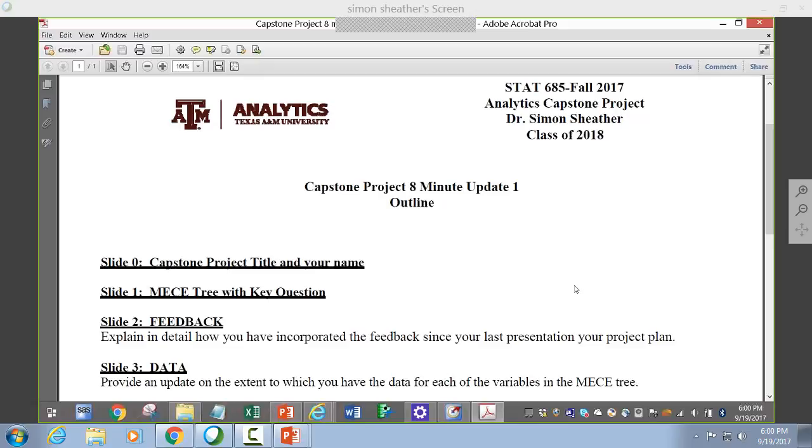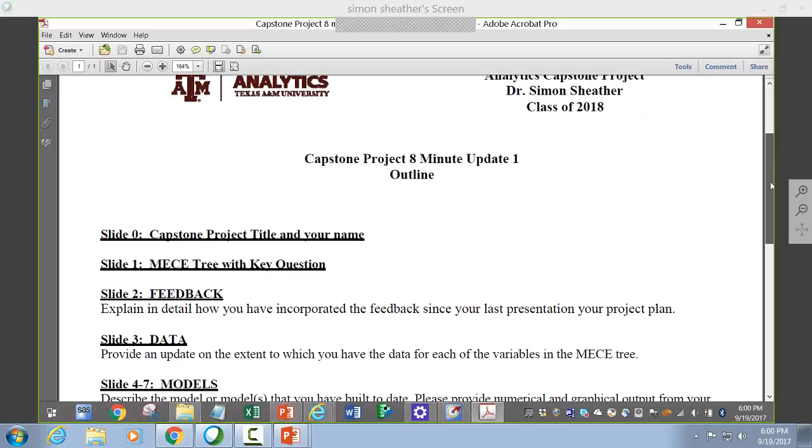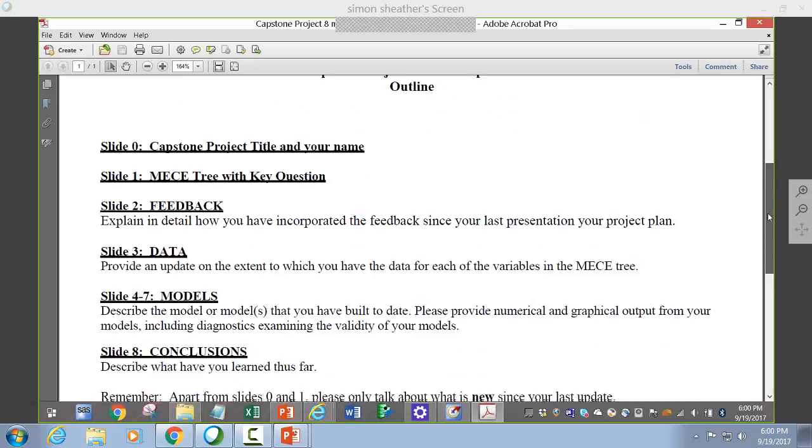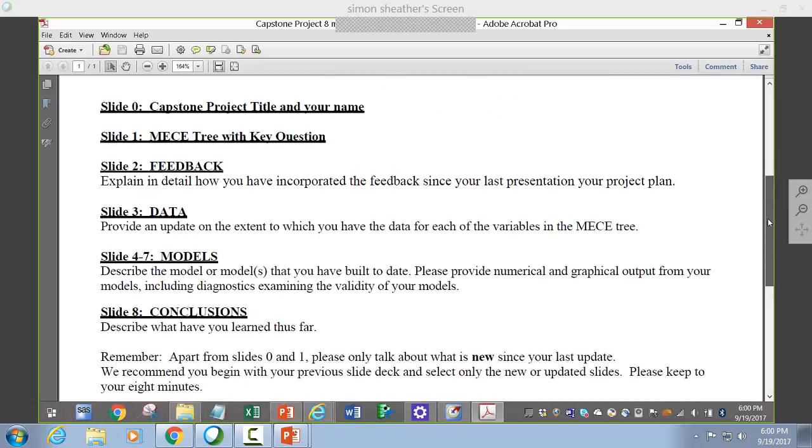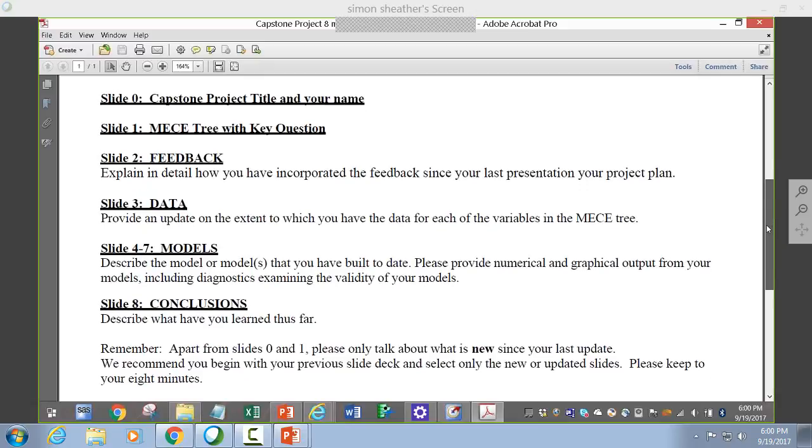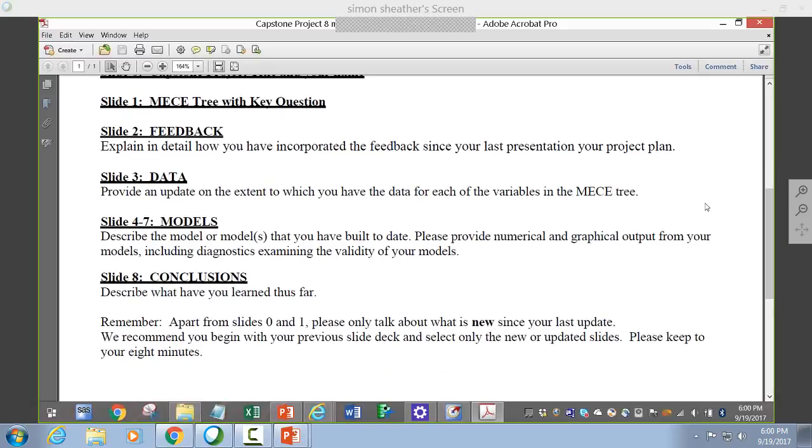That will happen next week, and it's very similar to what the last update was in the previous semester. We need a project title and your name. We need the Mises tree and key question. Now, most project coaches can probably recite without any notes each of the first 2 slides for each of the projects they're supervising. And then what feedback have you incorporated? Where is the data? At what stage are you with the data? Do you have all the data? Do you have a plan for all the data?